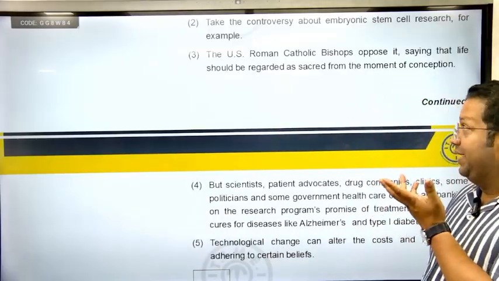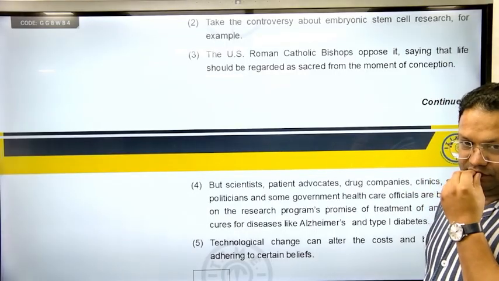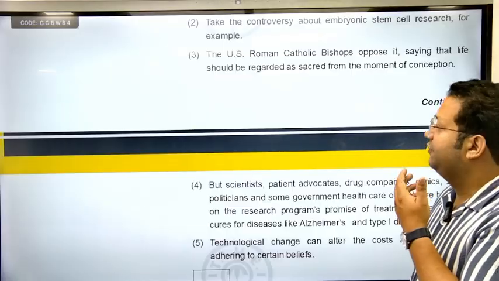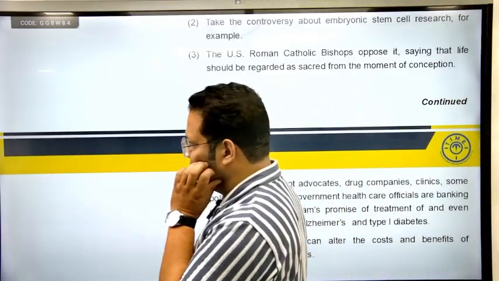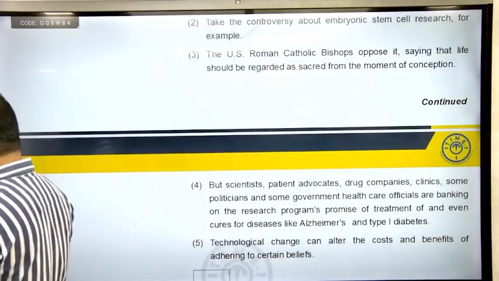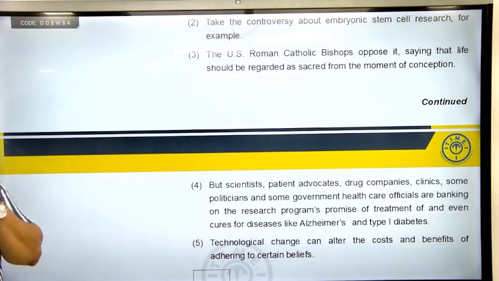But why? After the parajumble, which should be the first statement? First, one, five. What is it talking about? Technological change can alter the costs and benefits of adhering to certain beliefs. That means whatever beliefs we have.